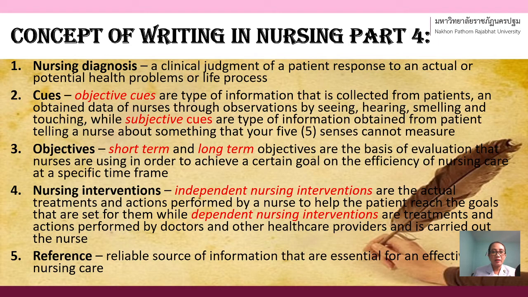So these are the specific details we are going to discuss about the parts of a care plan. In the nursing care plan, there is a nursing diagnosis, there are cues, there is objective, there is intervention, and of course, a reference is very reliable. So first here, the nursing diagnosis. This is about a clinical judgment of a patient's response to actual or potential health problems or life processes. So nursing diagnosis, we base this on the NANDA approach.